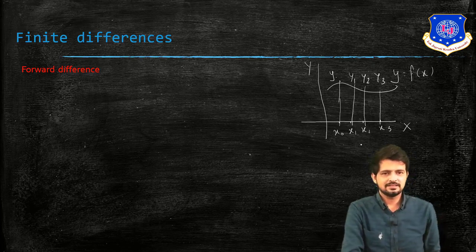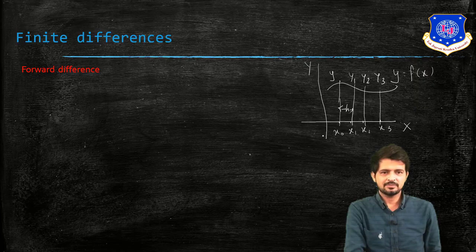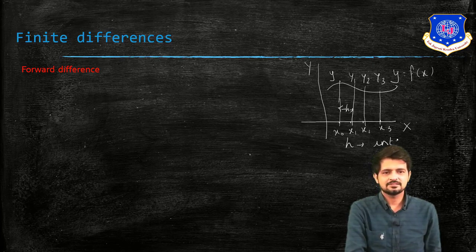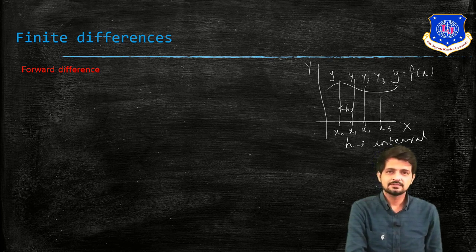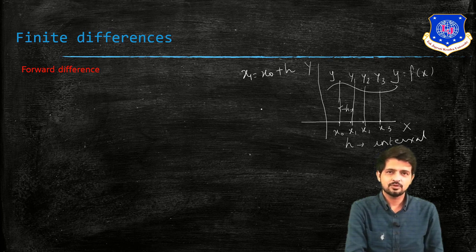See, here you can see the difference in the values of x is the same. If I am considering the difference between the values of x as fixed, that is known as interval size, here I have mentioned h, and h is the interval size. The difference between the values of x is the same, so the interval size is fixed. For example, if I want to find x1, how can I find x1? See, x1 can be found by adding h to x0.